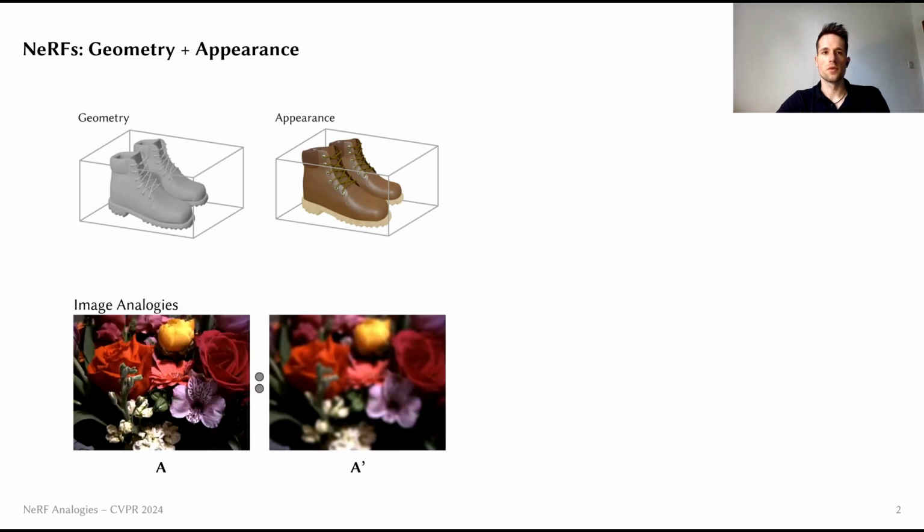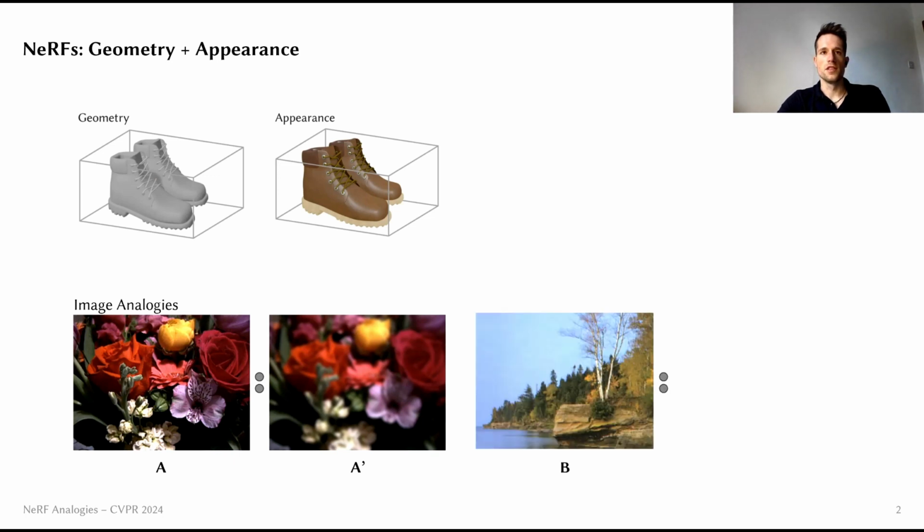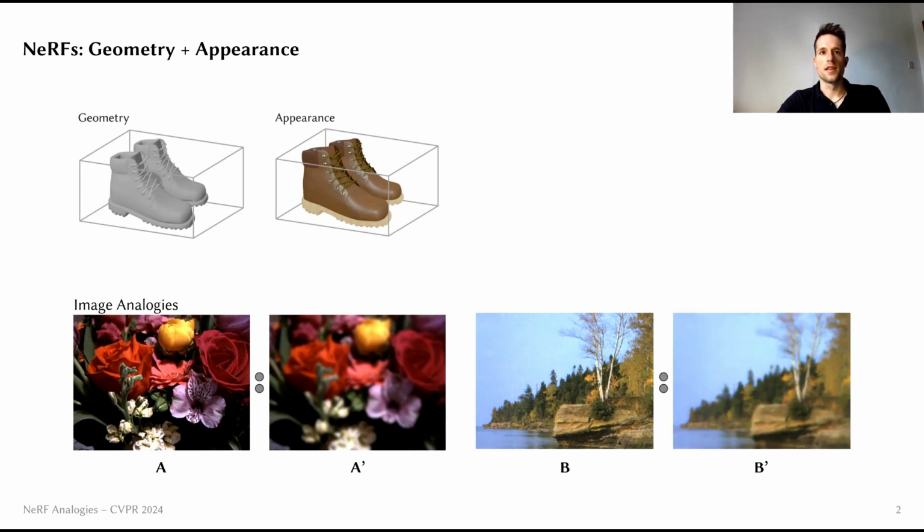In their 2001 paper, Hertzmann et al. introduced the concept of image analogies. Here we start from an image pair A and A' that share a certain relation, for instance, that A' is a filtered version of A. Now, given a new image B, the task in an image analogy is to infer the same relation for B' such that the analogy relation holds. We can say A' behaves to A as B' behaves to B.